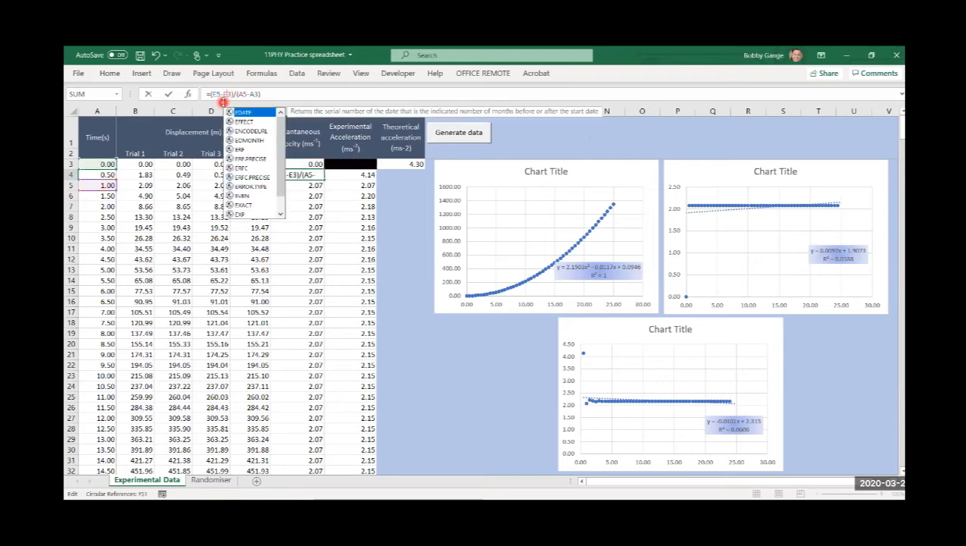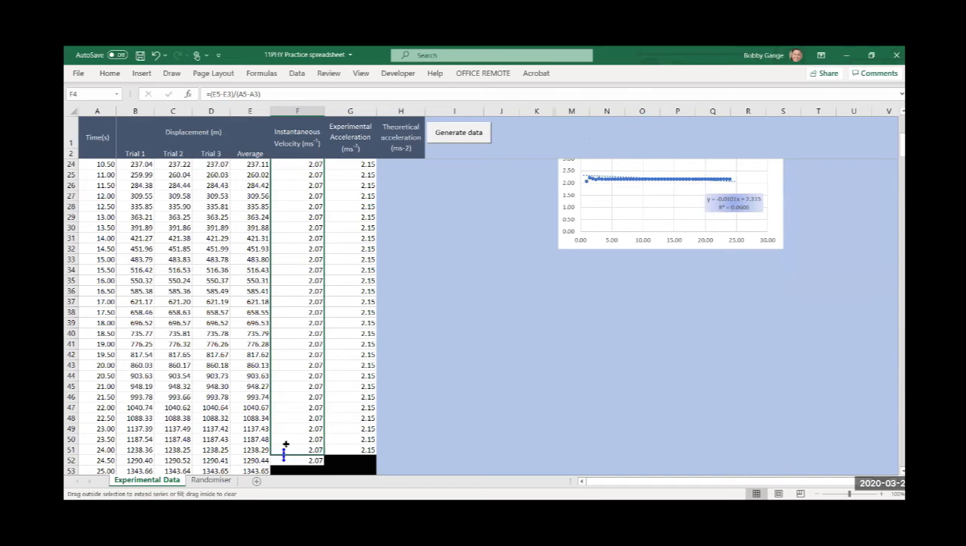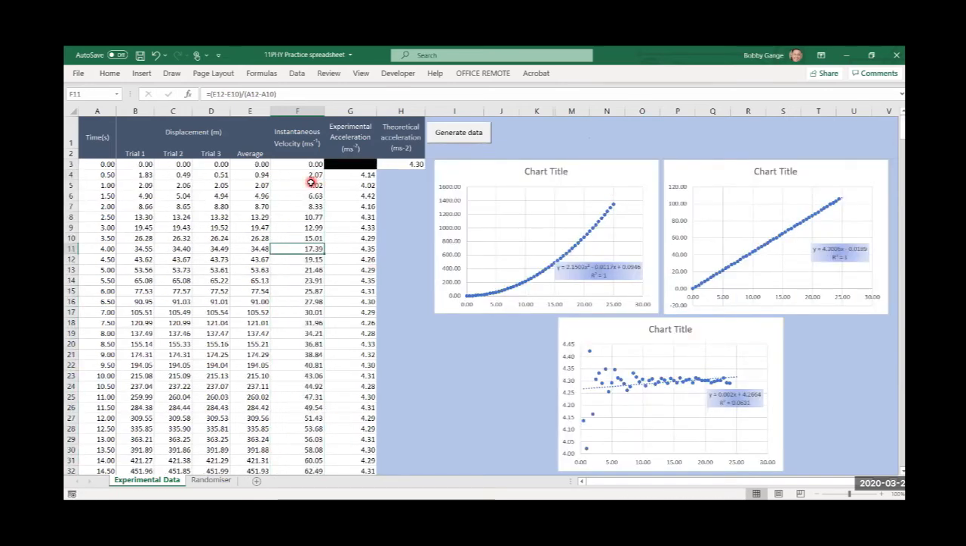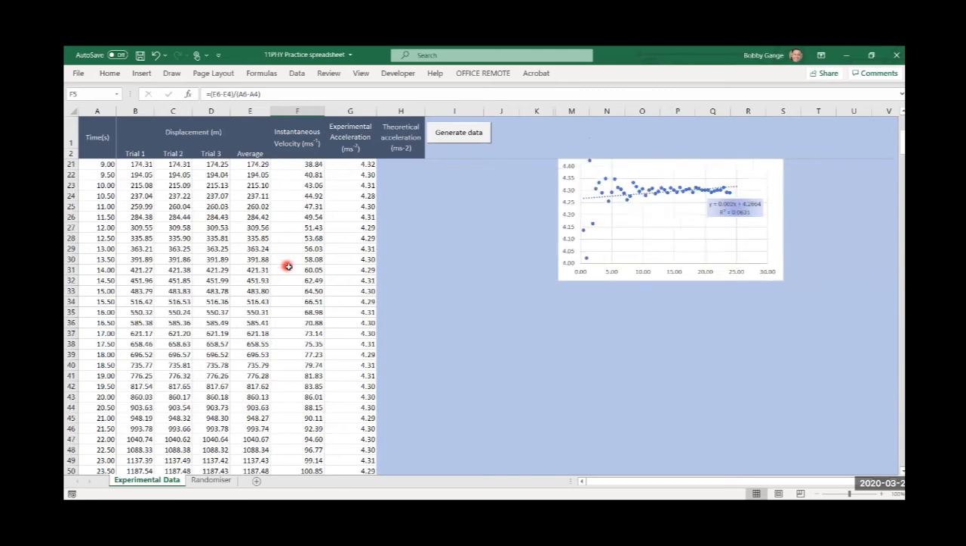Wait, what? The E5 minus E3. Sorry, that's supposed to be E5 minus E3. That's my bad. So for F4, okay, you would have dragged that all the way down there.